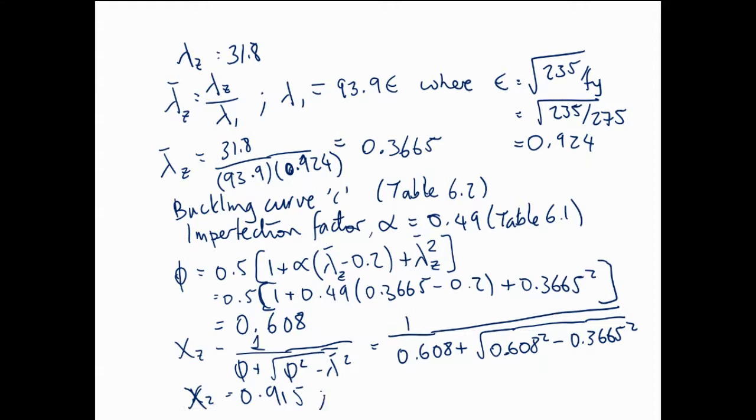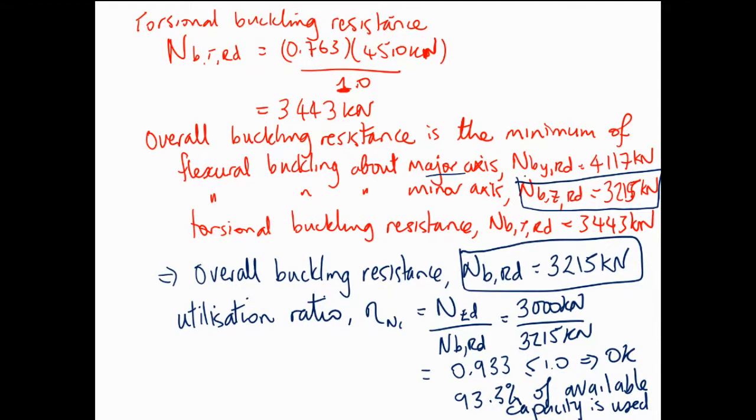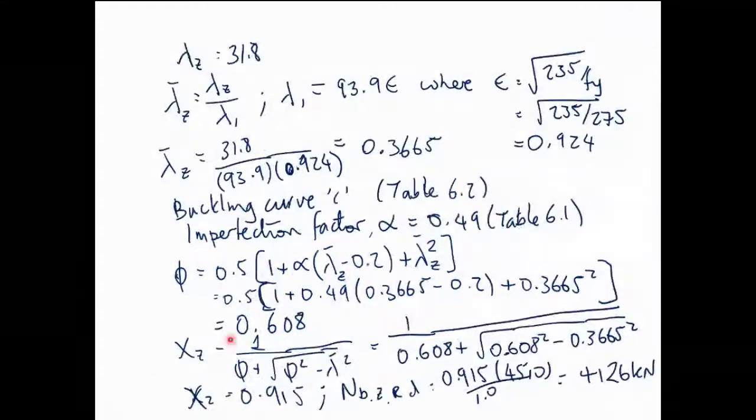So that implies that the buckling resistance about the z axis is now equal to 0.915 times the cross-section resistance, which is 4510, divided by the partial factor of safety, which is 1. That gives 4126 kilonewtons. But last time, about the major axis, 4117 kilonewtons hasn't changed. Minor axis was 3215, but now it's 4126. So now it's not the minor axis that's critical, it's actually the major axis that's critical.